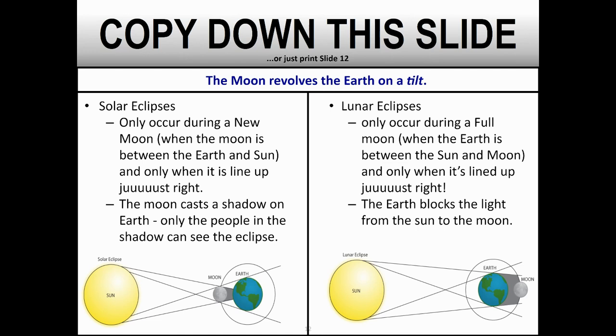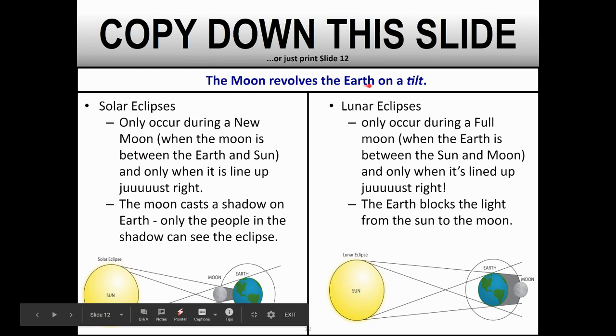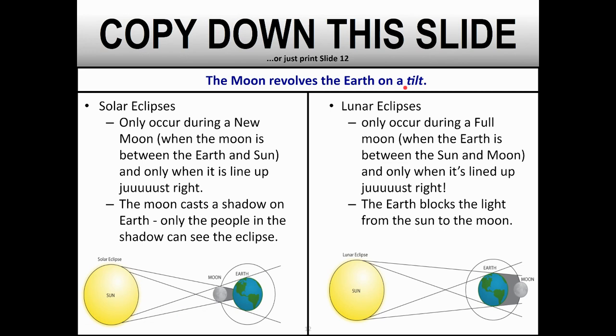All right, so this slide you can either print or just copy down on a piece of paper. This is going to be your saving grace for this week. This is a very, very short notes slide. It's a very quick summary of what's happening, but you're going to need to write down that the moon revolves around the Earth on a tilt, because that's super important, that tilt, which is, again, why we don't see a solar and a lunar eclipse every single month.